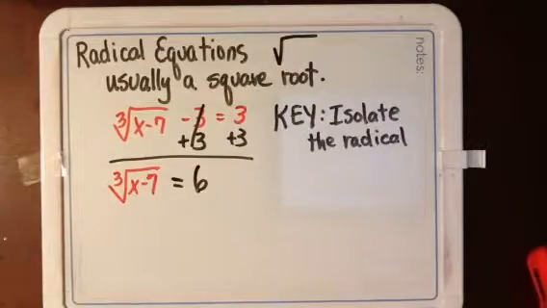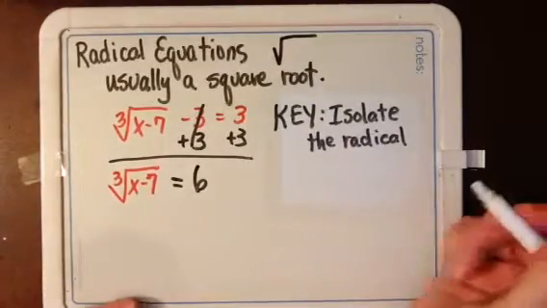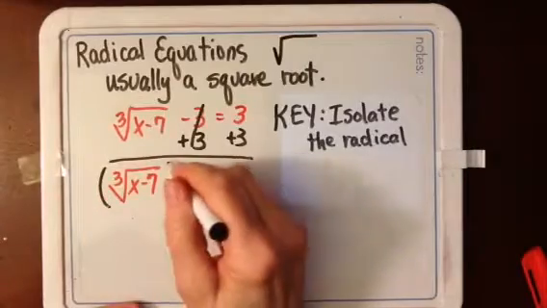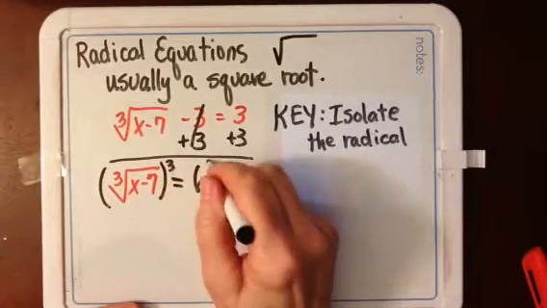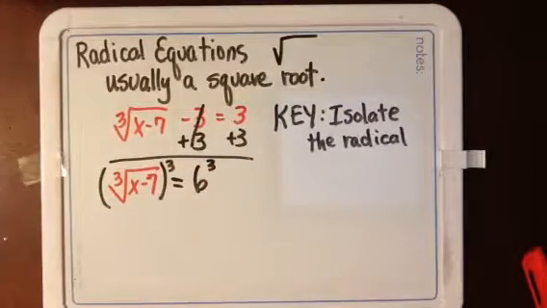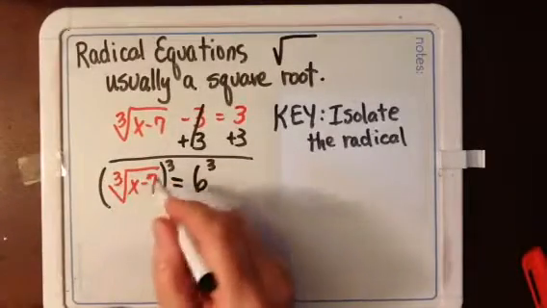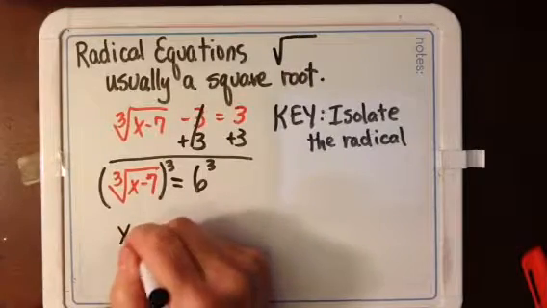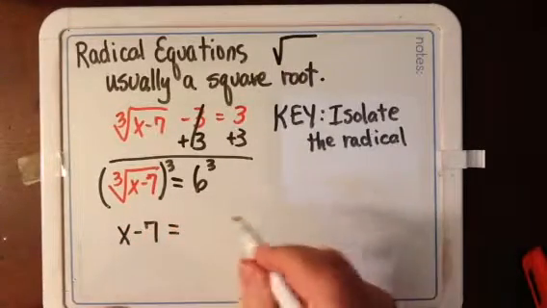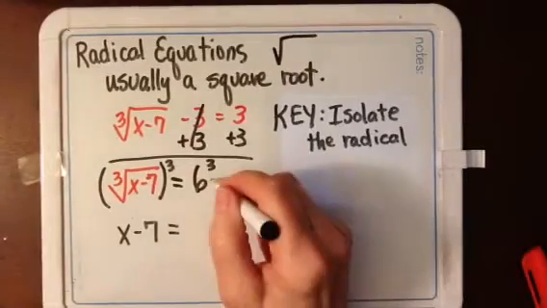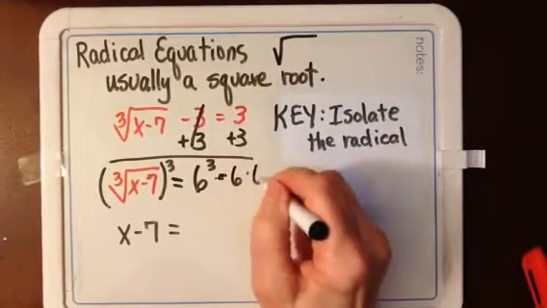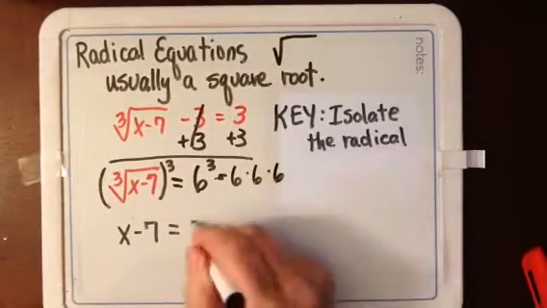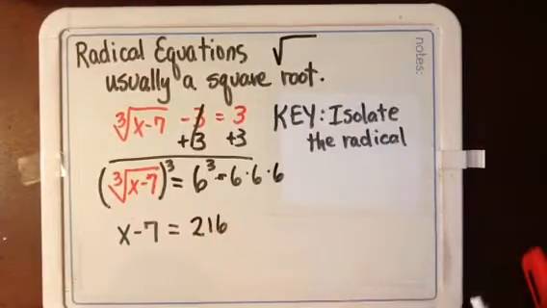We have isolated the radical, and the reason you want to do that is because now we can cube both sides of the equation to get rid of the radical. When you cube a cube root, you end up with whatever was under the radical sign. So this leaves us with x minus 7. And 6 cubed equals 6 times 6, 36 times 6, or 216.